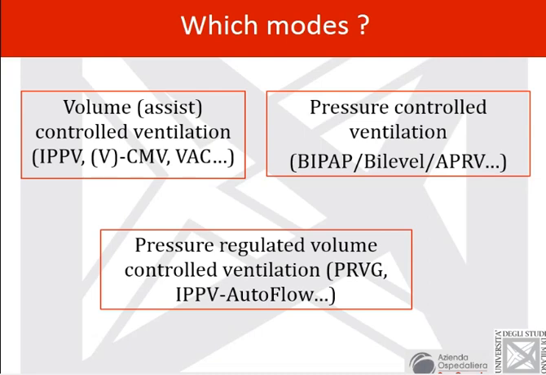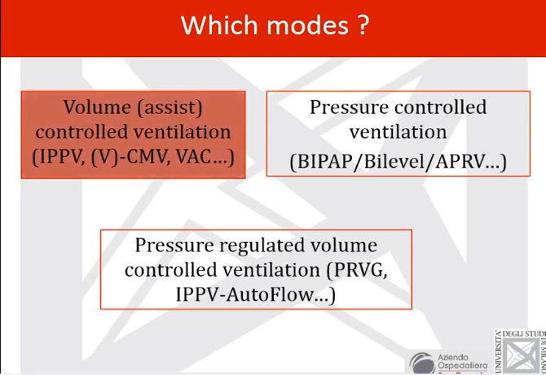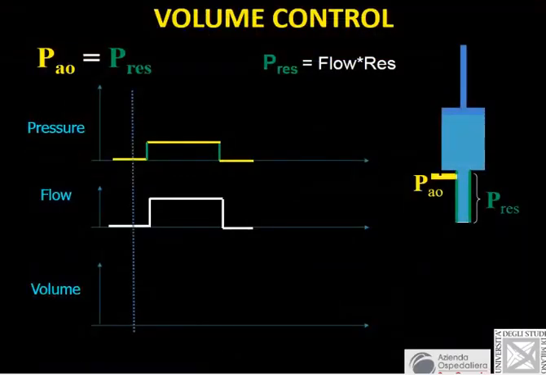So let's start and see how volume control ventilation works. What we will tell the ventilator is the amount of volume that it has to deliver to our patient, and the ventilator has to deliver this volume in a given amount of time. So the ventilator basically knows what flow it has to deliver and for how long in order to achieve the target tidal volume.